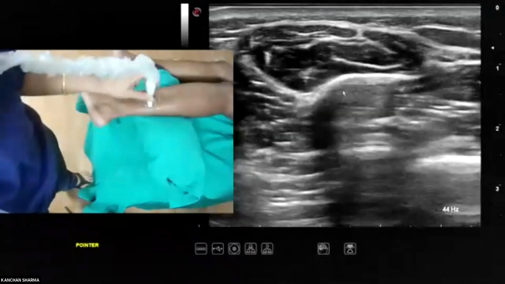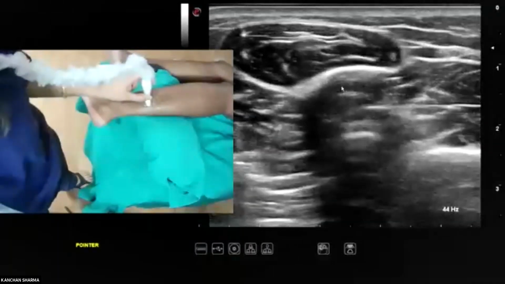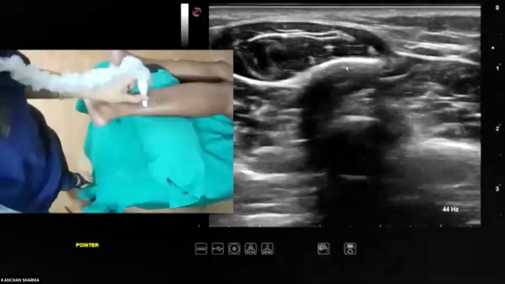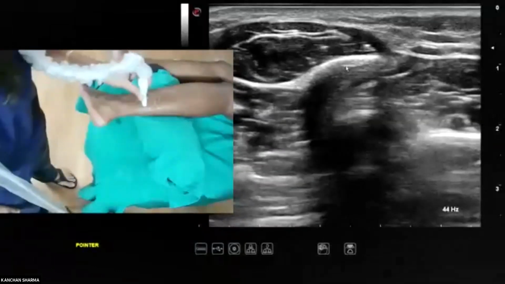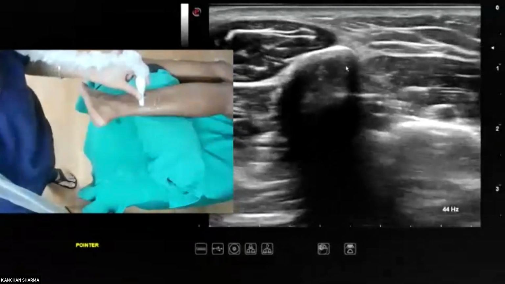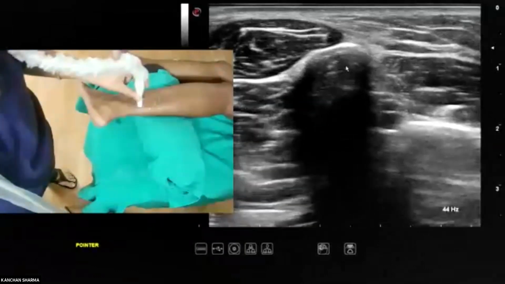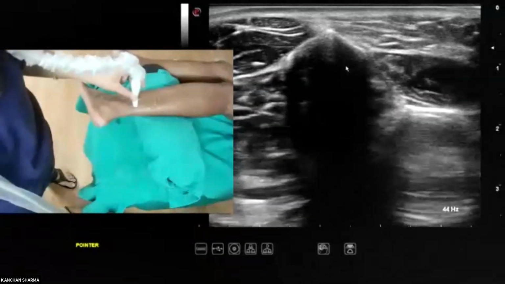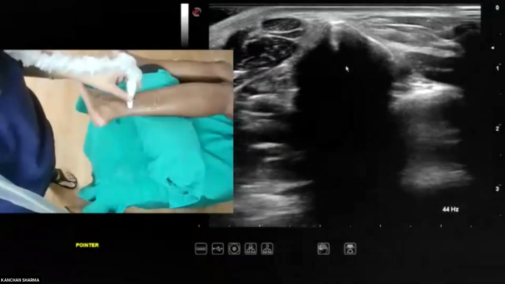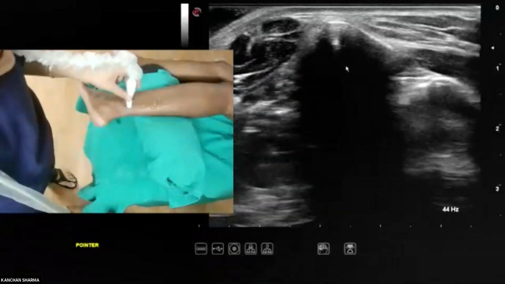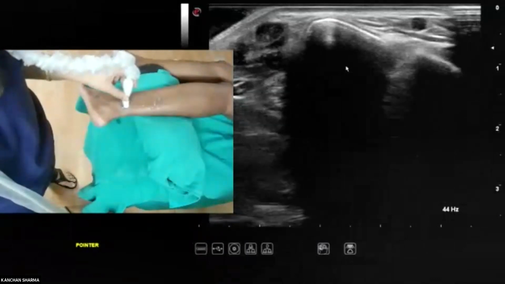Now from the fibula, you keep on coming down, coming down, coming down. I'm just coming down in the same position. I'm coming down, down. I'm almost over the lateral malleolus.